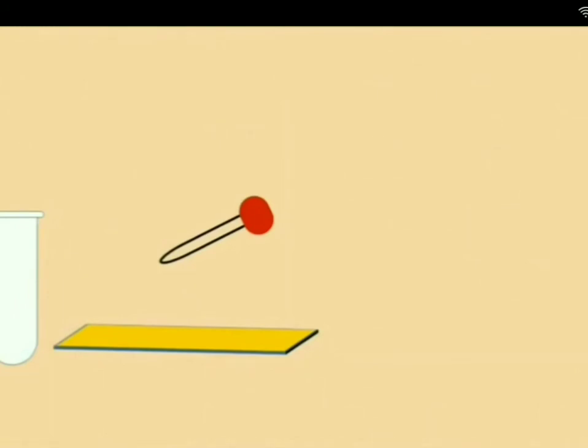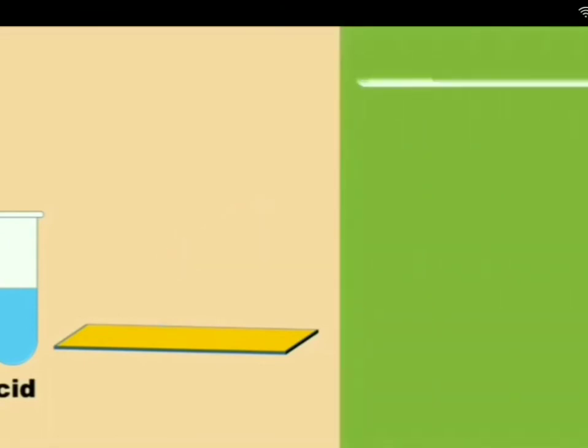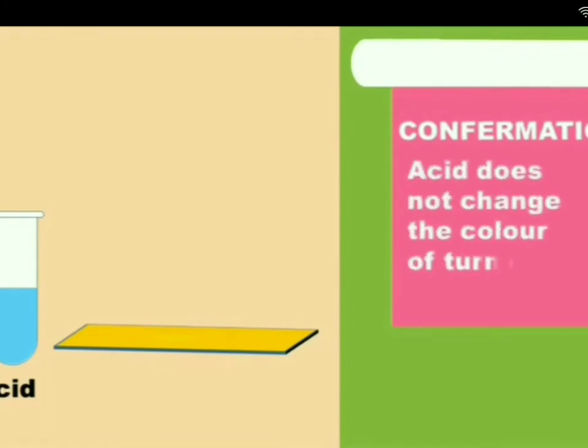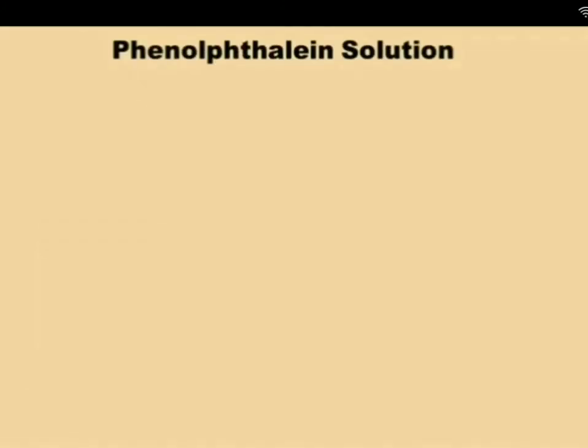Now take the turmeric paper and what are you putting? You are putting acid. So what happens if you put acid? It doesn't change the color, it is as it is. So that is the confirmation. What is the confirmation you are getting? That acid does not change the color of the turmeric paper. Okay, so that's why it is used as an indicator.